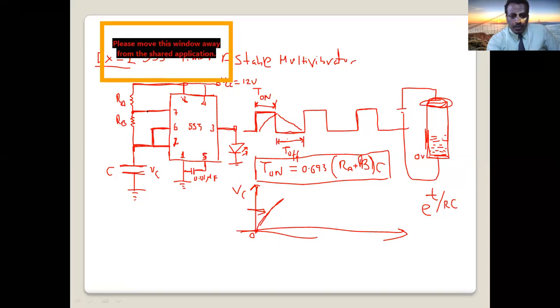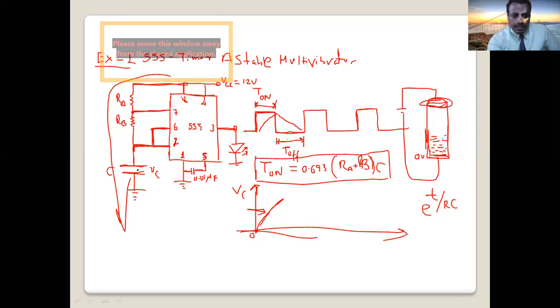In this diagram, as you can see, capacitor charges through which resistors? Capacitor charges from the battery, the charge comes here and goes to the capacitor and stores in the capacitor. So which resistors? Two resistors in series, RA plus RB. That's why you see the equation. How much is T on? 0.693, which is a constant, RA plus RB times C. That is the on period.